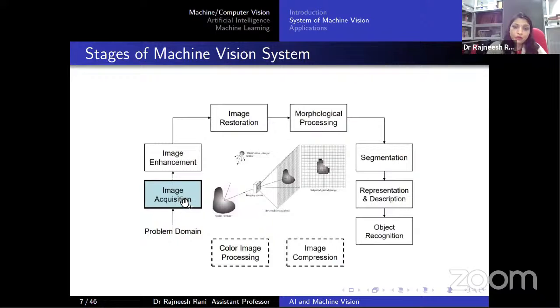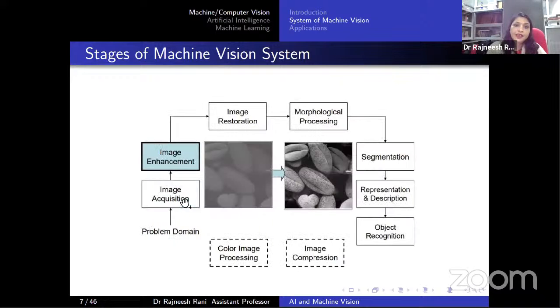After image acquisition, some images can be of low quality. For example, you can see this image is of low quality, and if the system tries to understand this image, it is difficult. So we want to enhance that image. We want to improve the quality of that image. That is called image enhancement. That is, before understanding an image, we want to enhance that image.